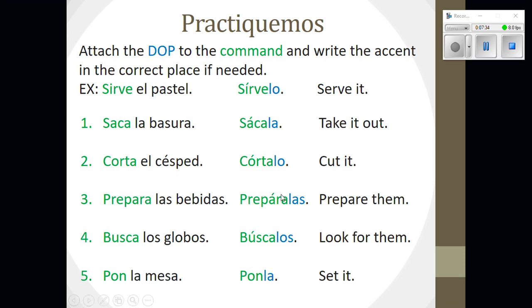All right, check your answers here. If we want to tell someone take it out, we would say sácala. Notice we've counted back 3 vowels, accent mark, okay? Cut it, córtalo, okay? Accent mark, 3rd vowel back. Prepáralas. Again, we have more than 3 here, but notice we stopped here at the 3rd one from the end, okay? So prepáralas. Look for them, búscalos. We've attached the DOPs here, and we count back 3 vowels and then put the accent mark. And the last one, set it, ponla, we do not have 3 vowels, so we don't need an accent mark.